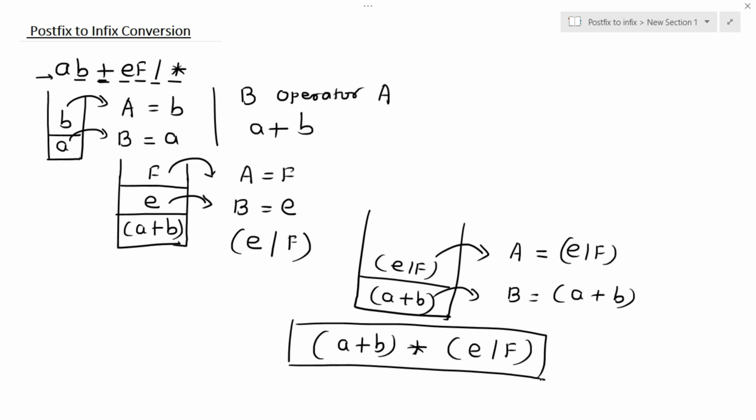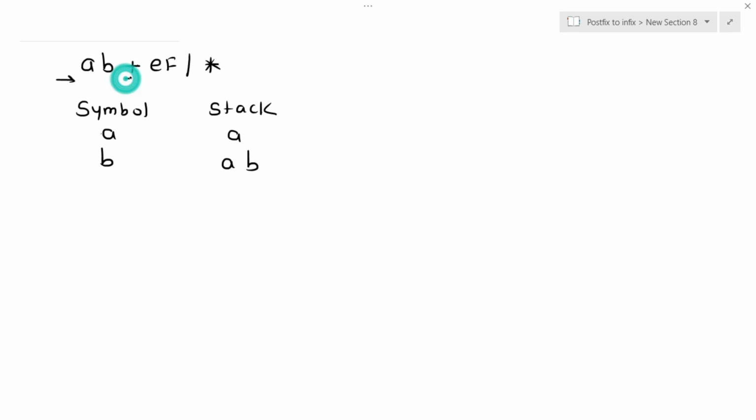But in the exam we are not going to solve it like this. Let's solve the expression. The expression is AB plus EF division multiplication. Okay, so there are two columns. One is symbol and the second one is stack. We are going to scan each and every symbol starting from the left. The first symbol is A. It directly goes into the stack. The next is B. In the stack we have AB. The next symbol is plus.